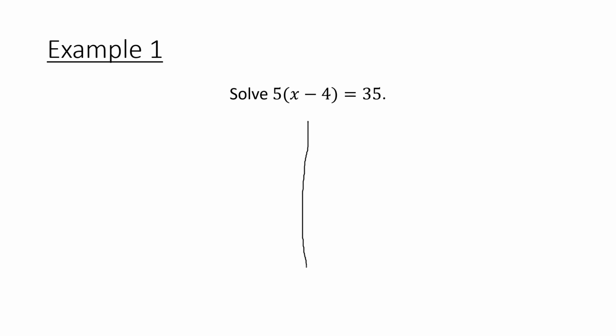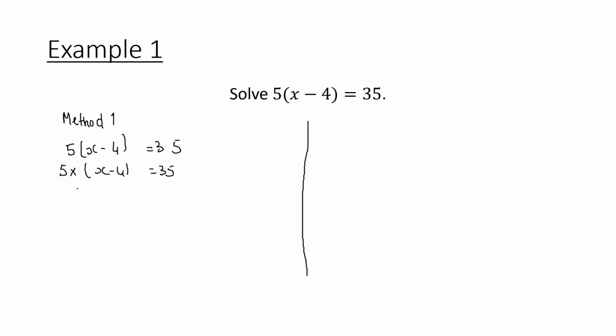So I'm just going to split my page. So method 1 is the following. So I've got 5 and then x minus 4 is equal to 35. Okay, so remember that when you have a number or anything before a bracket, it means times. So it basically means 5 times everything inside your bracket. So the first thing you're going to do is get rid of the 5 so that you're left with the inside of the bracket on its own.